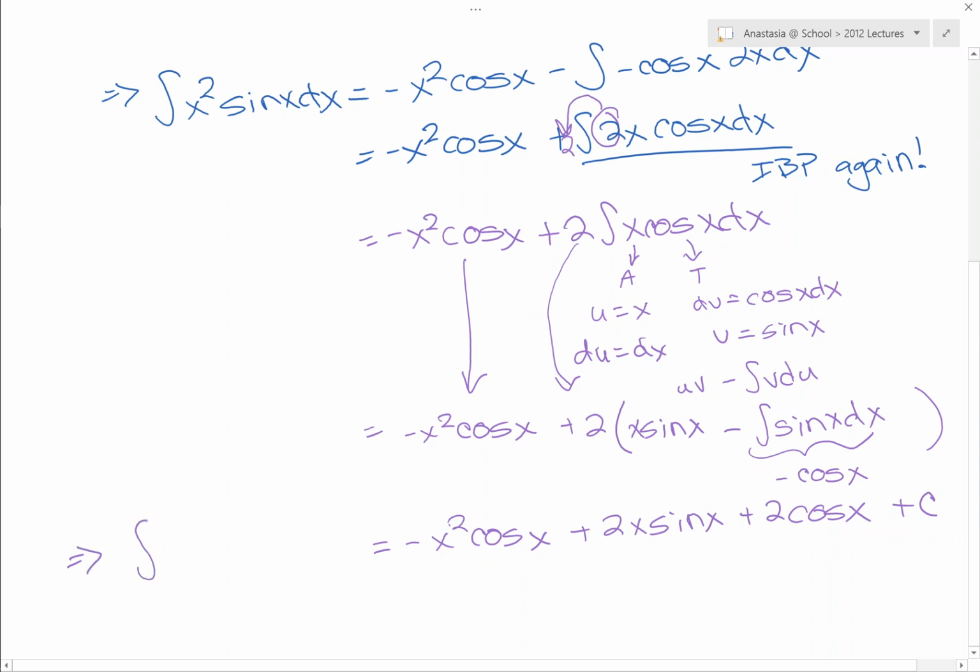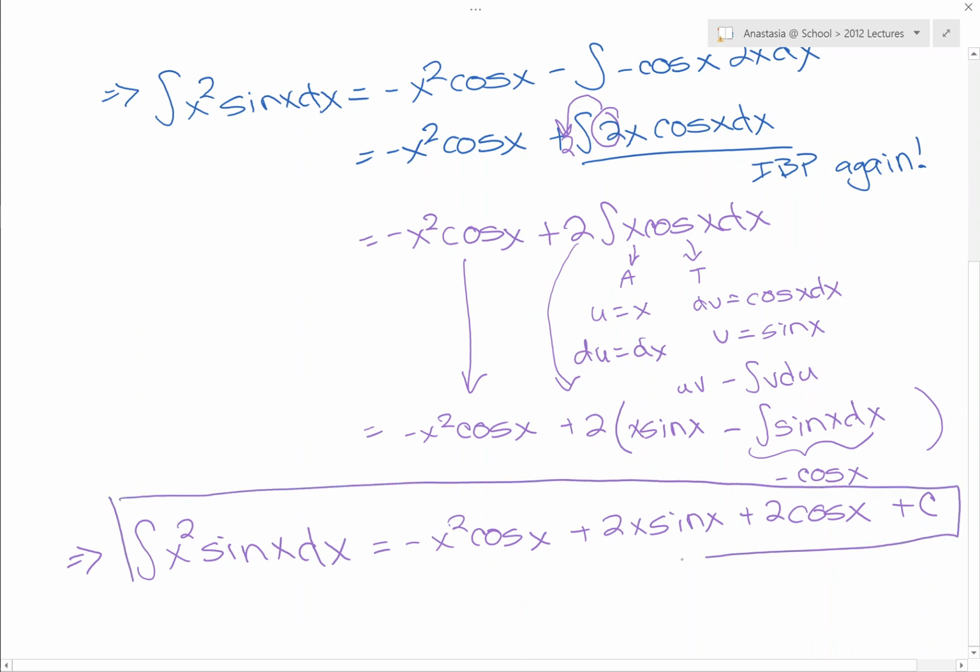And I'm just going to go ahead and rewrite what we have on the left-hand side for our final answer. The integral of x squared sine x dx is equal to negative x squared cosine x plus 2x sine x plus 2 cosine x plus c. And this is how we would apply integration by parts multiple times. In this example, we applied it twice, but you can hopefully see that if we would have a product of functions here, we could simply apply integration by parts again and again and so on.